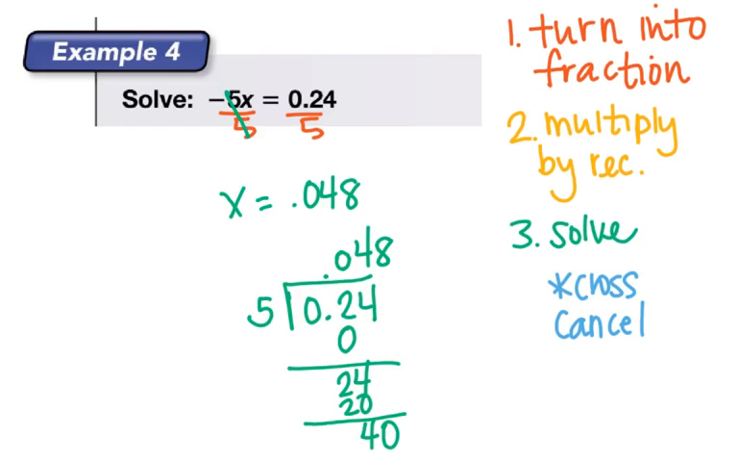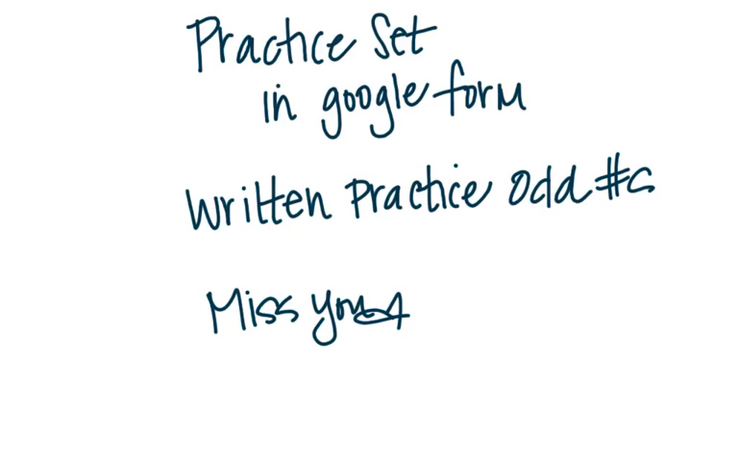And I hope you caught my mistake here. This is a negative 5 and a negative 5. So our answer is a negative 0.048.